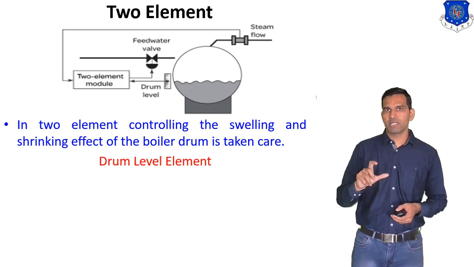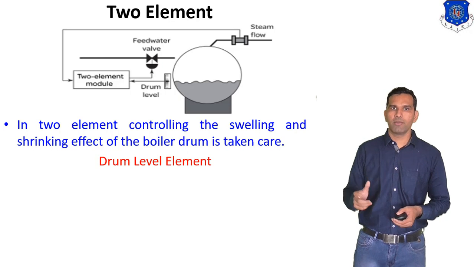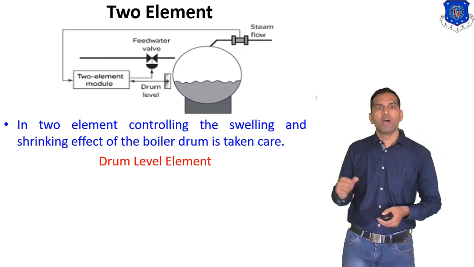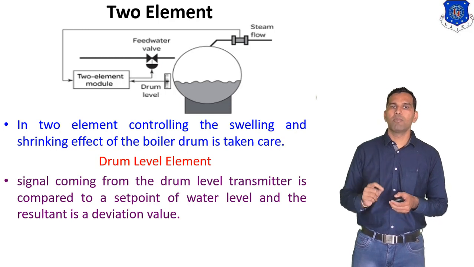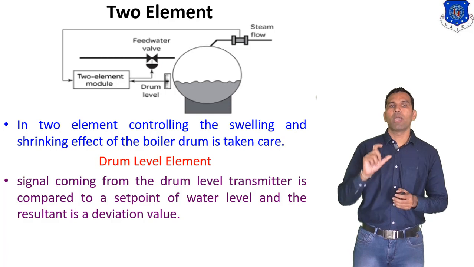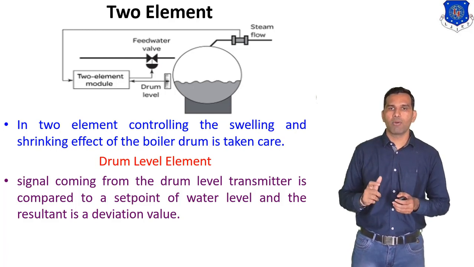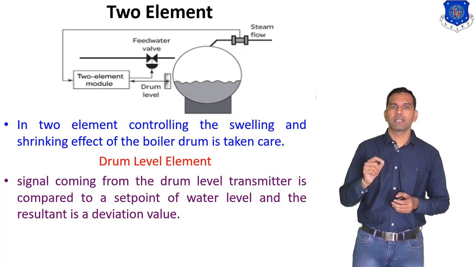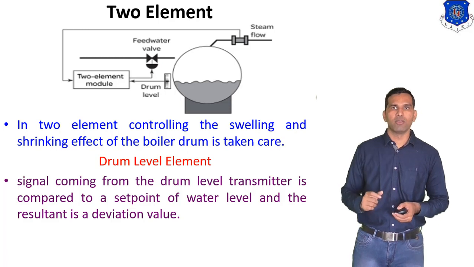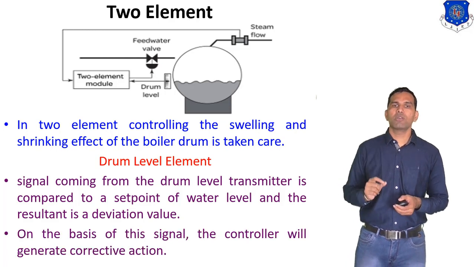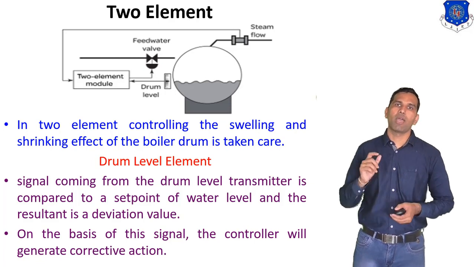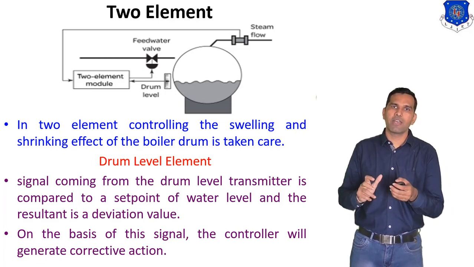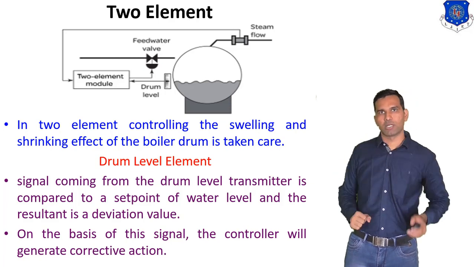Now first we discuss the drum level. So here the first element is the drum level element. The signal coming from the drum level transmitter is compared to a set point of water level, and the result is a deviation value. On the basis of the signal, the controller will generate corrective action. So this is the same as the single element control system.